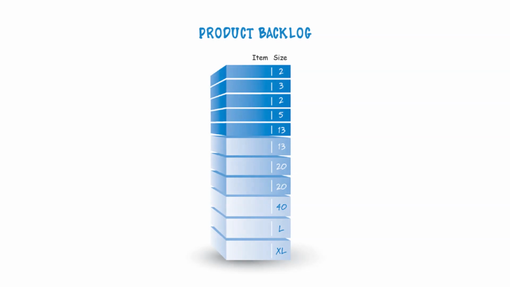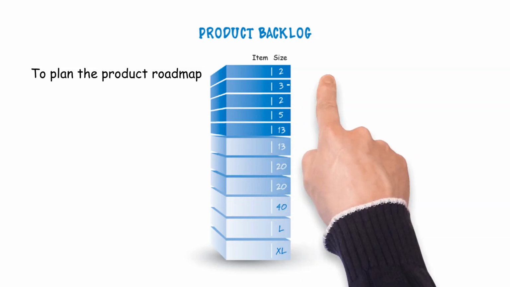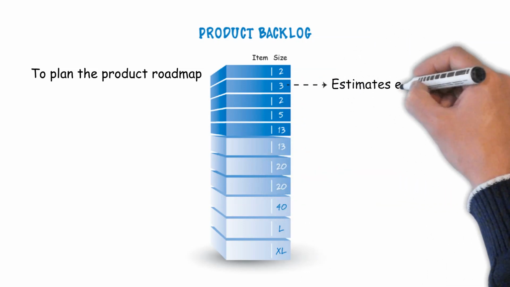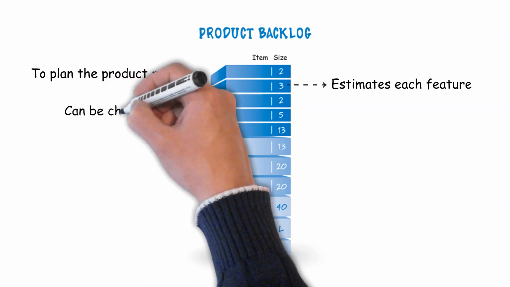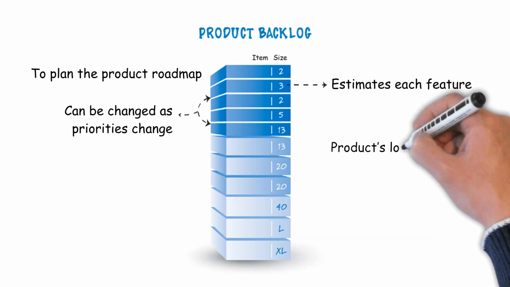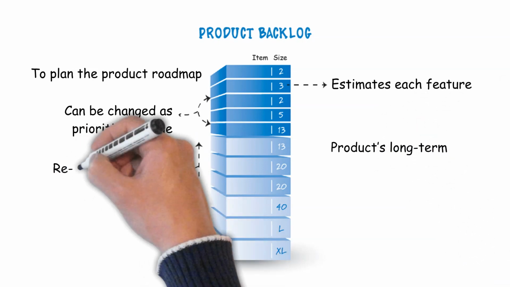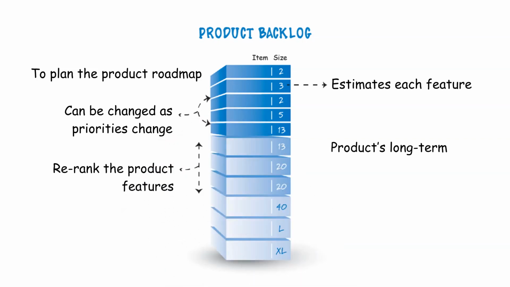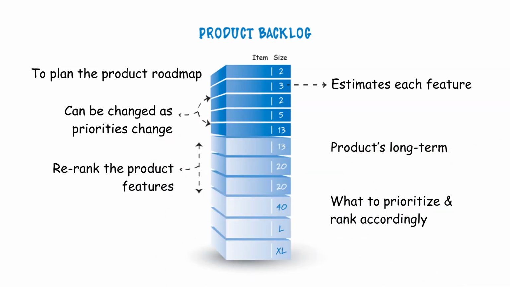Here is some other importance of product backlog. A product backlog is prepared to plan the product roadmap. The product backlog helps to give estimates for each feature. You can change the product backlog as the priorities change. With the product backlog, you can think long-term about the product. It helps you to re-rank the product features according to values. Product backlog allows your team to decide what to prioritize and rank the items accordingly.